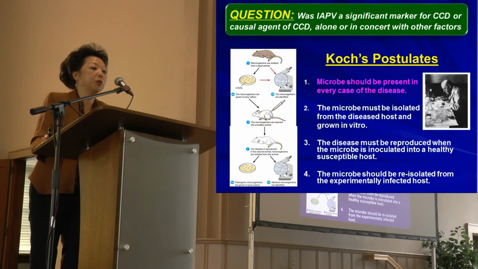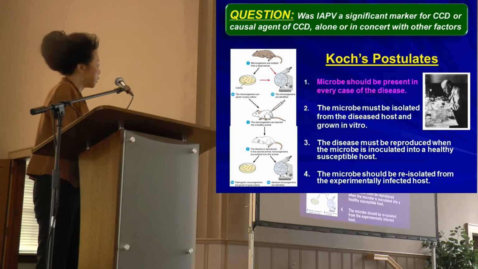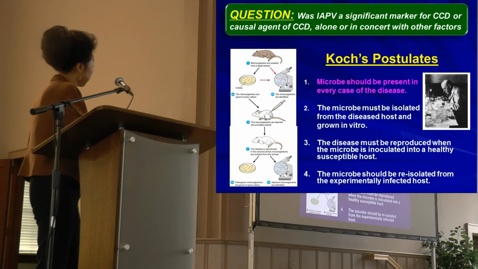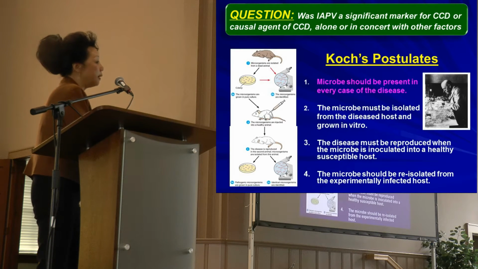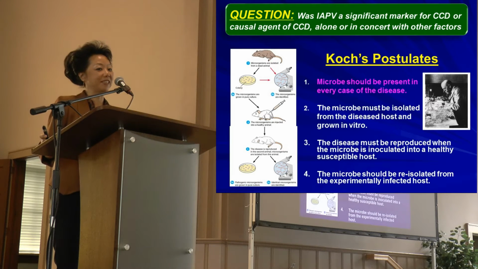While IAPV was found to be better correlated with CCD than other pathogens we examined, the result that 25 out of 30 CCD-affected bees tested positive for IAPV did not fulfill Koch's postulates, the gold standard for establishing a causal relationship between a pathogen and a disease. The first criterion of Koch's postulates is that the pathogen must be present in every diseased individual. So our research did not fulfill this criterion.